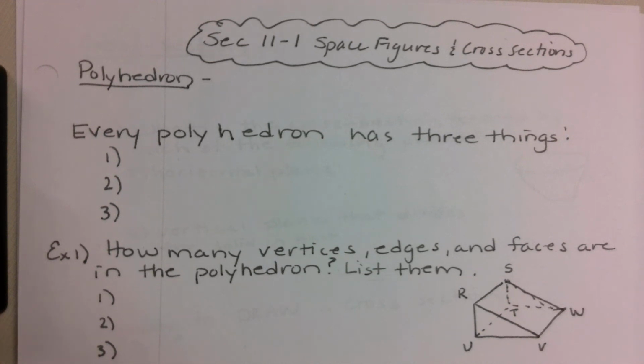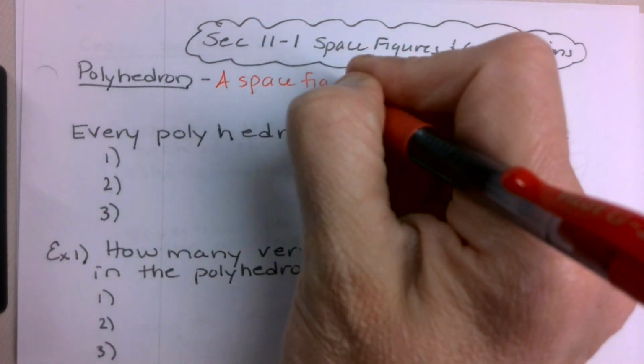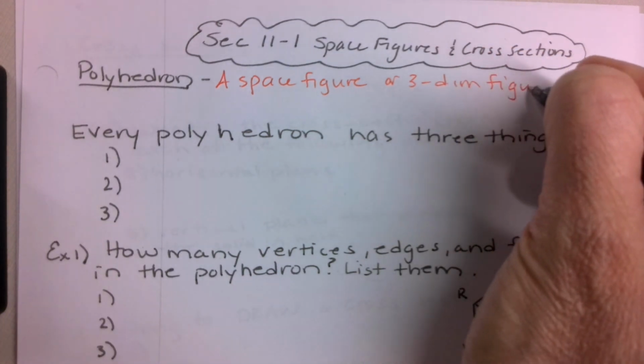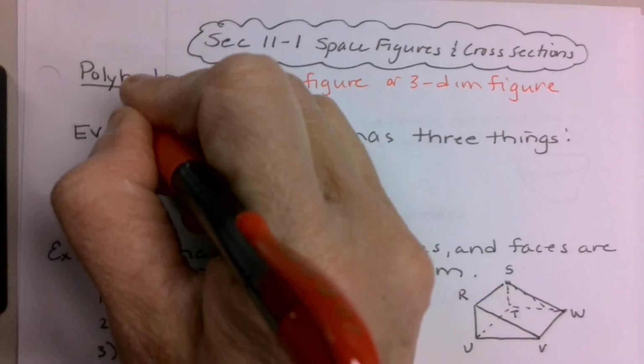Hey, geometry. We are talking about surface area and volumes in this chapter of all sorts of figures, and we're going to start with a real general thing called polyhedron. So polyhedron, actually, I didn't write that down. Let me get the exact definition here. A polyhedron is a space figure or three-dimensional figure whose surfaces are polygons.